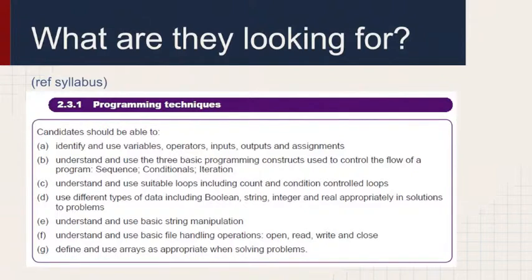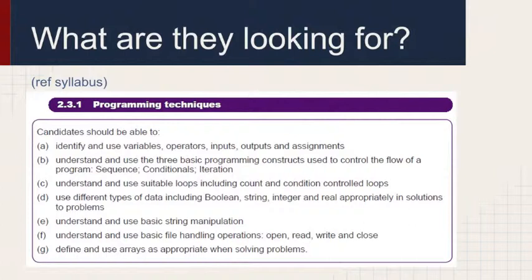Understand the three basic programming constructs that you use to control the flow of a program. Sequence, which is putting things in an order. Conditionals, which are if statements or if-else statements, and iterations, which are loops. So for statements and while statements. Understand and use suitable loops, including counting and condition controlled loops. Those are more your while statements, while iterations more your for statements.